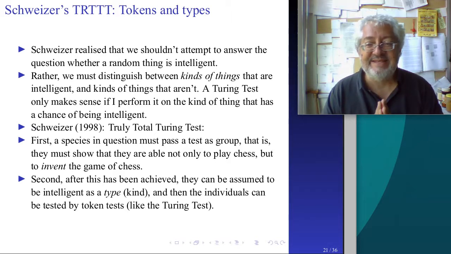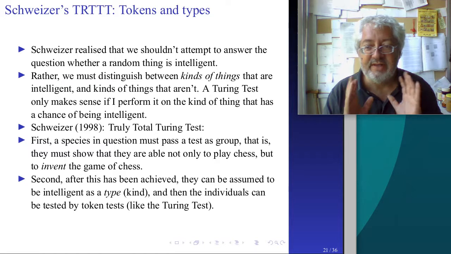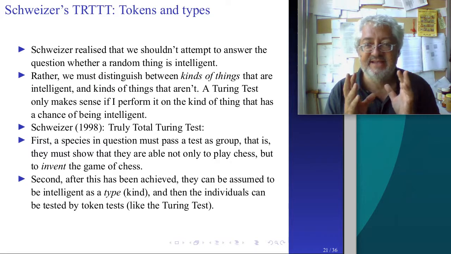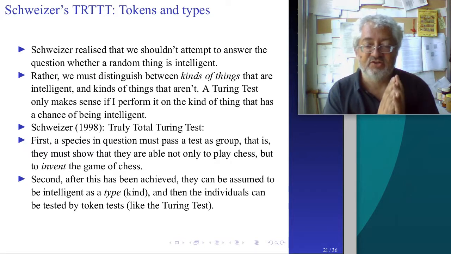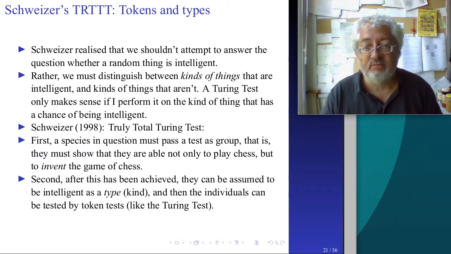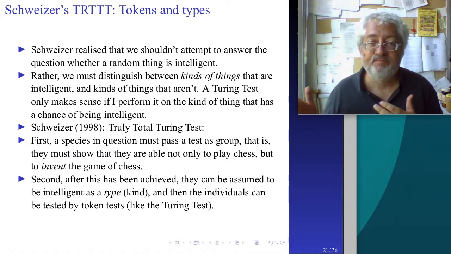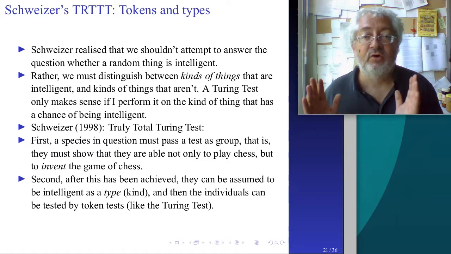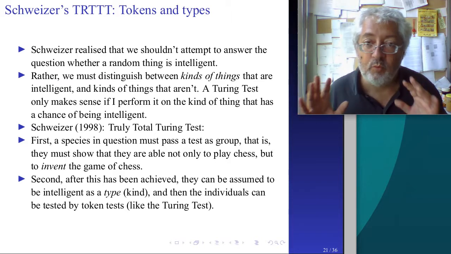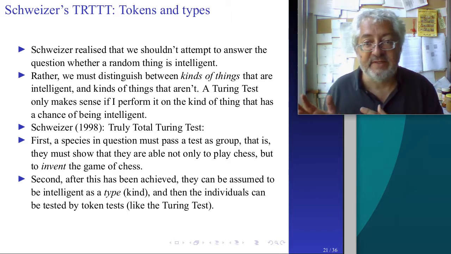So it doesn't seem likely that we will ever be able to find a test that says intelligent, non-intelligent, because intelligence is a continuum. And even within humans, intelligence is a continuum. We are not all intelligent to the same extent. And also, we are not all intelligent in the same way. There might be different ways of being intelligent.